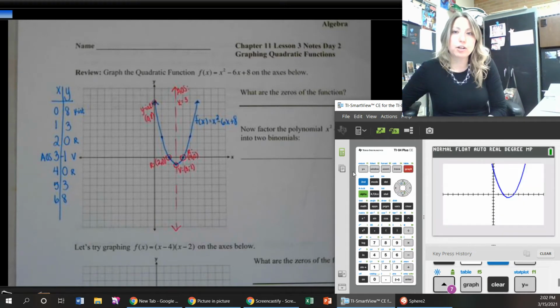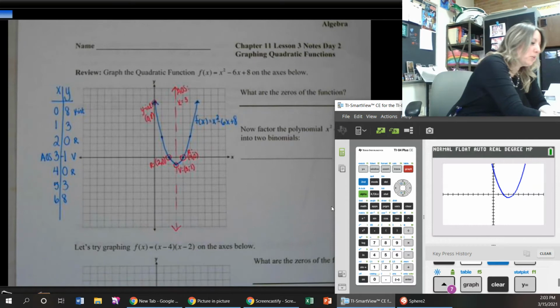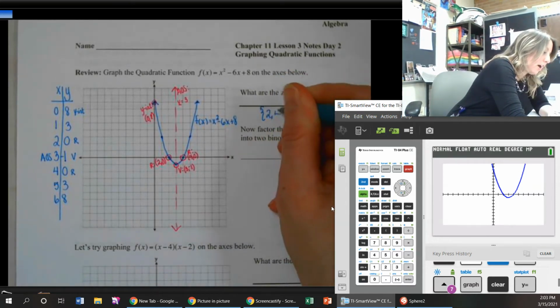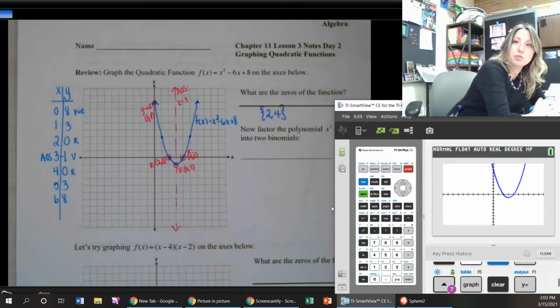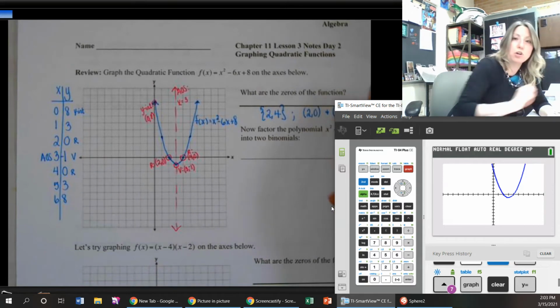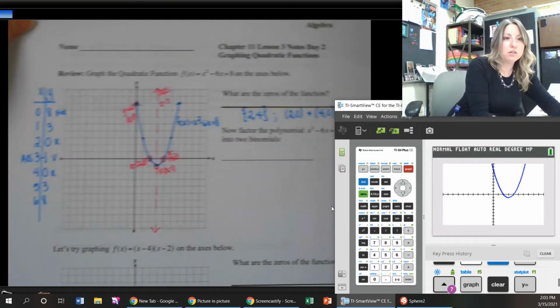Just going to press graph again because we've got our table over there so you can see the graph on the graphing calculator. Two ways we can represent our zeros. Put them in curly braces as the two x values of our zeros, like we did when we were solving for x in chapter 8 and chapter 10. Or we can say (2, 0) and (4, 0) because those are the points for the roots.